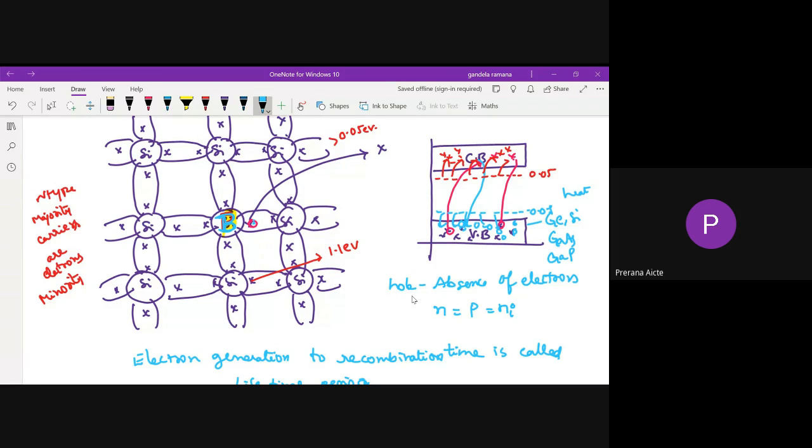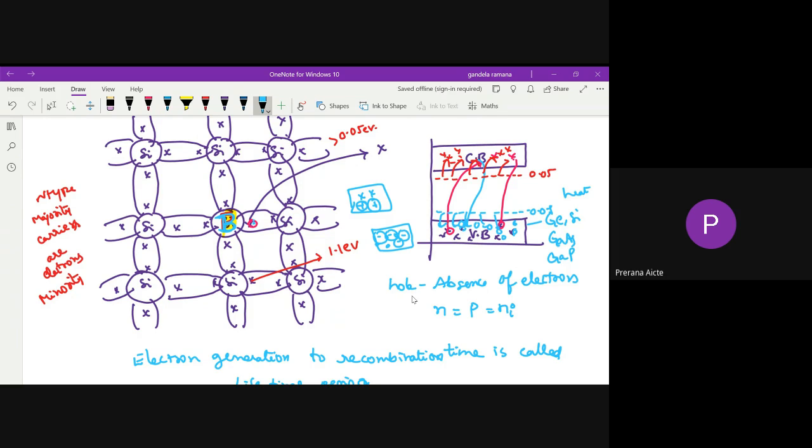Here we have to observe that in N type material, for the number of electrons there is the same count of positive ions. In P type material, for the number of holes there is the same count of negative ions. These are called immobile ions.